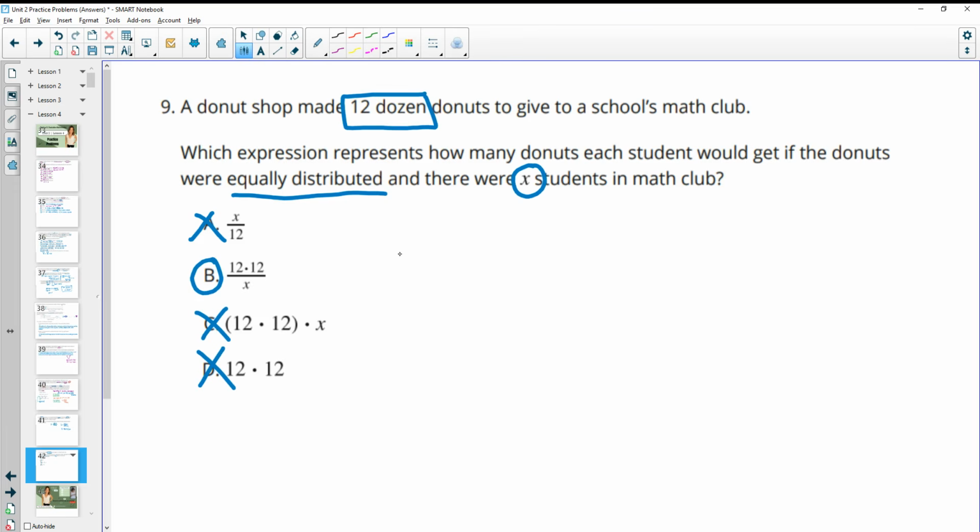And what's happening here is 12 times 12 is the 12 dozen. And then each dozen has 12 donuts. So there's actually 144 donuts in 12 dozen that we're dividing by X. So they're taking and multiplying the number of dozen there. So 144 total donuts divided by the number of students.